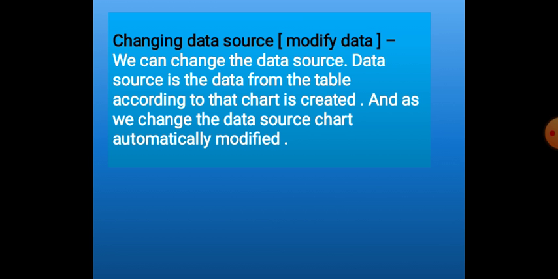Now another feature that we will understand is modifying data, or changing the data source. We can change the data source, children, in Excel. And what is the data source? The data source is the data that comes from the table, according to which the chart is created. And if you want to change the data source, we can do it also. The chart will be modified automatically.